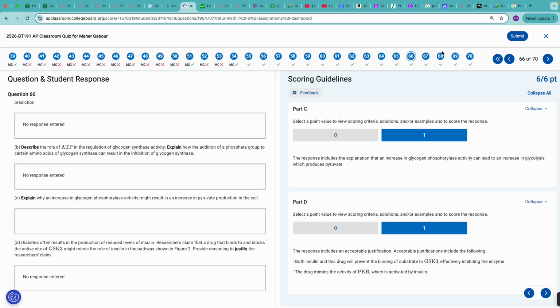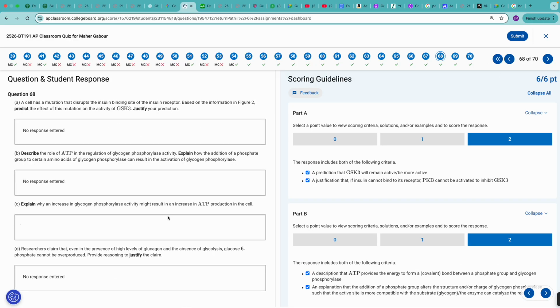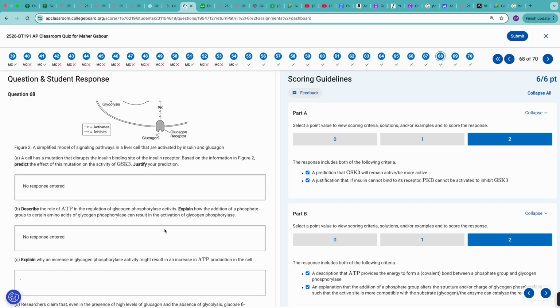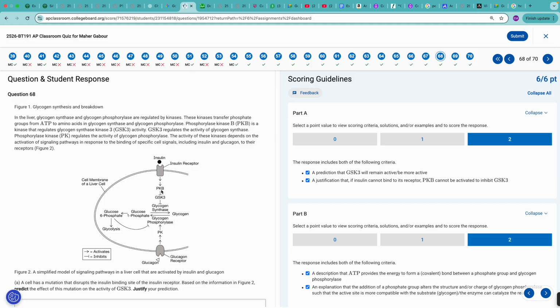And number 68 now, finally. A cell has a mutation that disrupts the insulin binding site of the insulin receptor. Based on the information in figure 2, predict the effect of this mutation on the activity of GSK3. Obviously now the activity of GSK3 will skyrocket because there's nothing to inhibit GSK3 anymore. There's no insulin because the active site is changed, meaning insulin can't bind to it anymore.